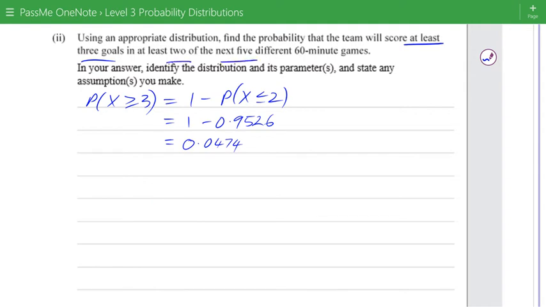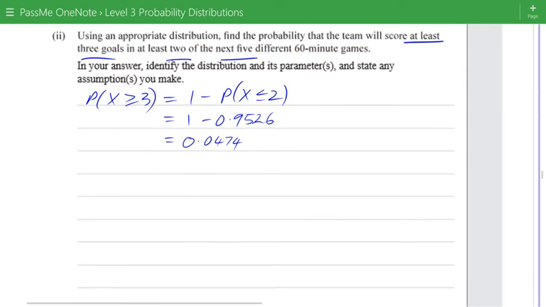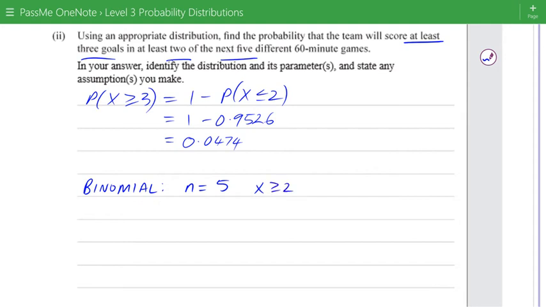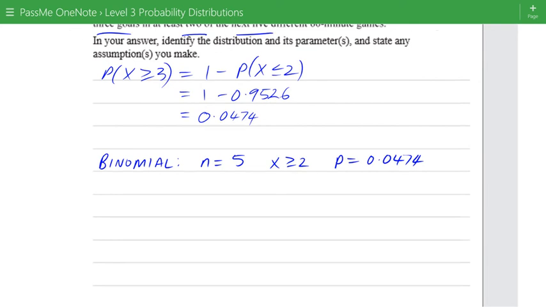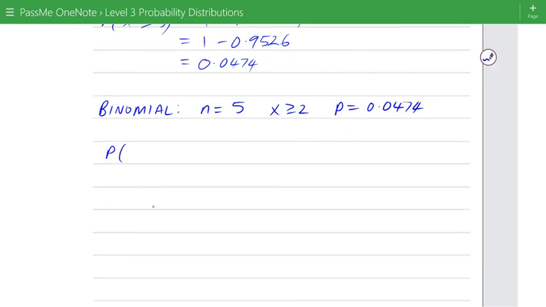Alright, now that's the Poisson part, but now because we're looking at 2 out of 5 games, that's becoming a binomial problem. So we'll just write down here binomial, just to show that we're going to work with binomial here, and n is 5 because we're looking at the next 5 games, and it's saying that x has to be at least 2, so bigger than or equal to 2, and our probability is what we just worked out using Poisson, 0.0474.